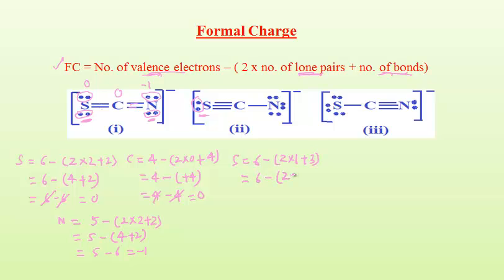Now we do the calculation. 6 minus 2 times 1 is 2. Here we have 3, and you can say 6 minus 2 plus 3 is equal to 5 minus... here we get plus 1. Well, the formal charge over this sulfur atom is plus 1.